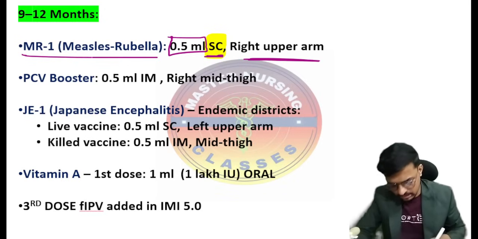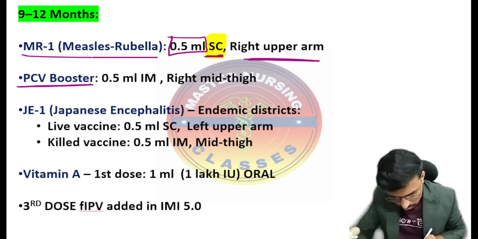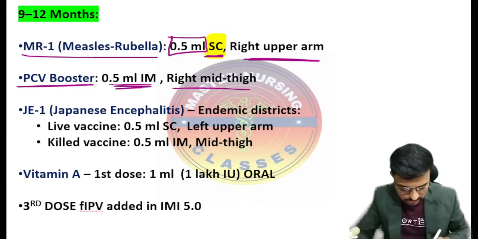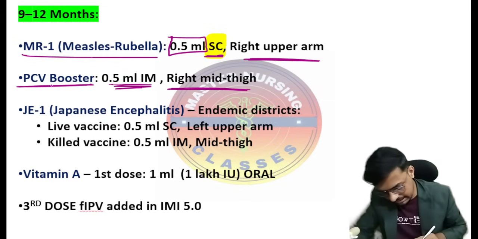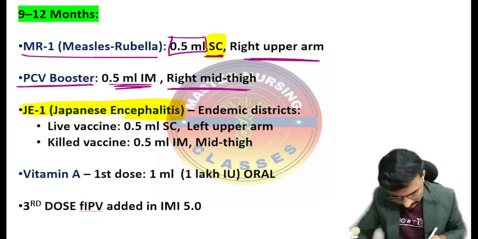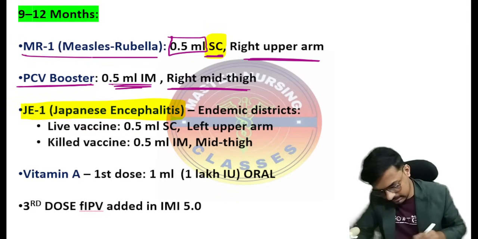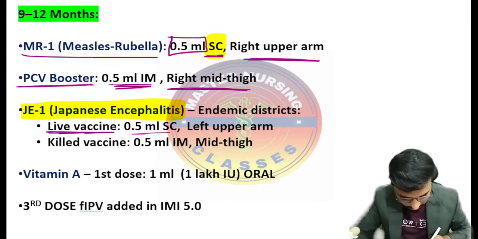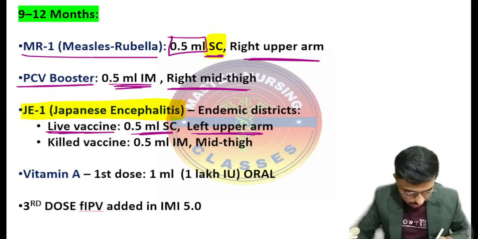Very important. Then comes the PCV. Pneumococcal conjugate vaccine booster, we will give again 0.5 ml by the intramuscular route, at the right mid thigh. Next comes the JE, Japanese encephalitis vaccine. In the Japanese encephalitis vaccine, we are giving the live attenuated vaccine, 0.5 ml by the subcutaneous route at the left upper arm.